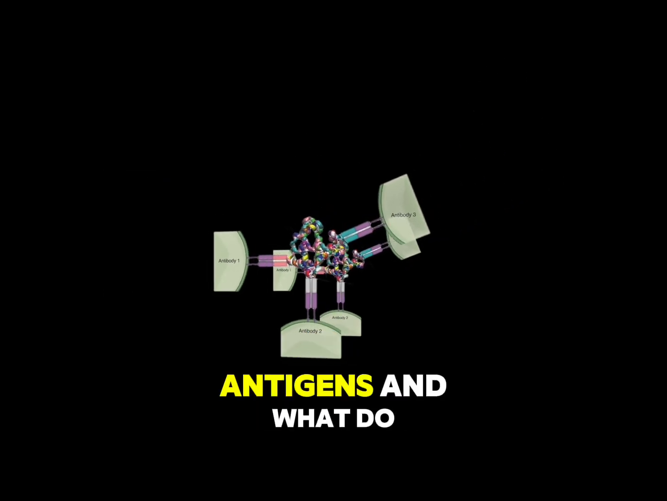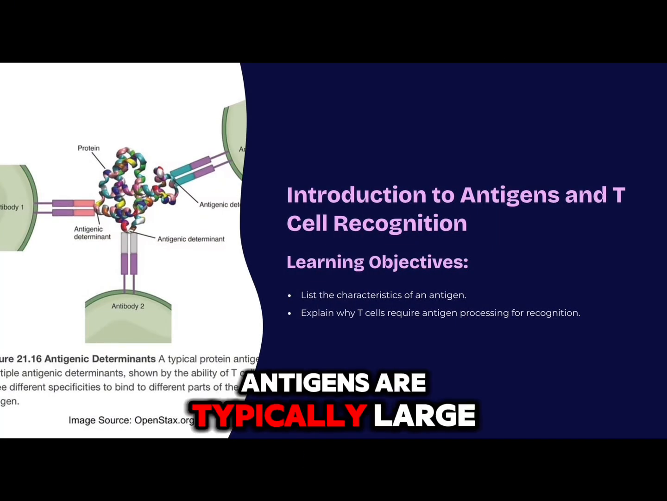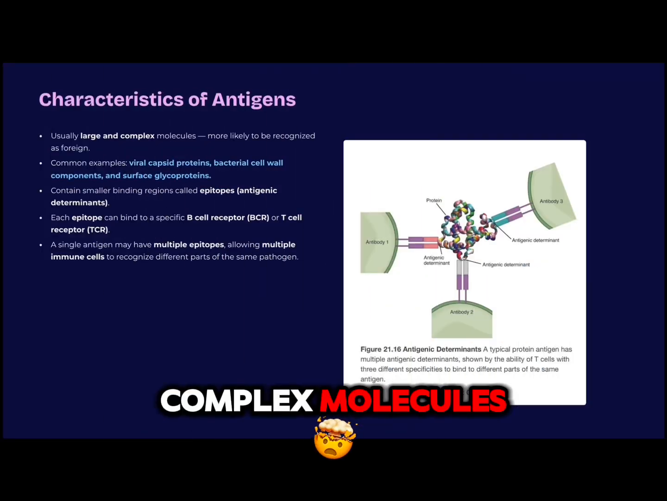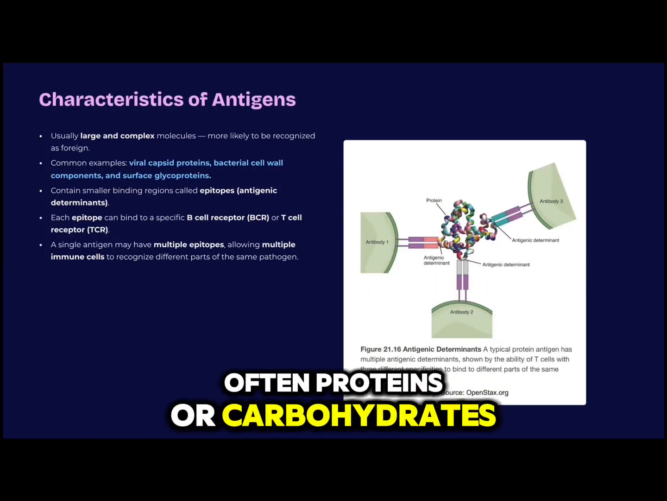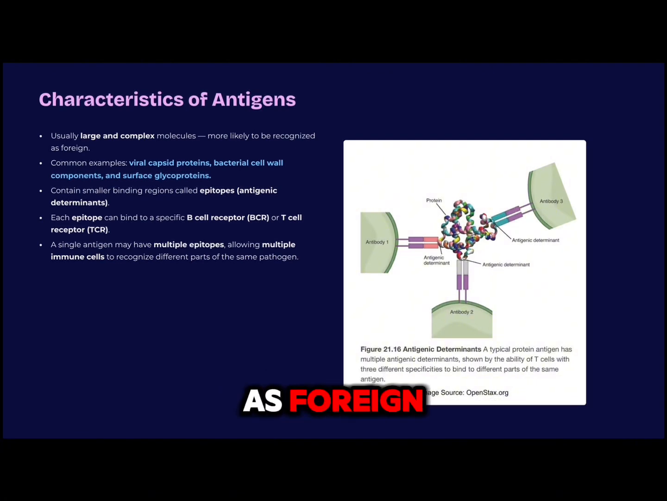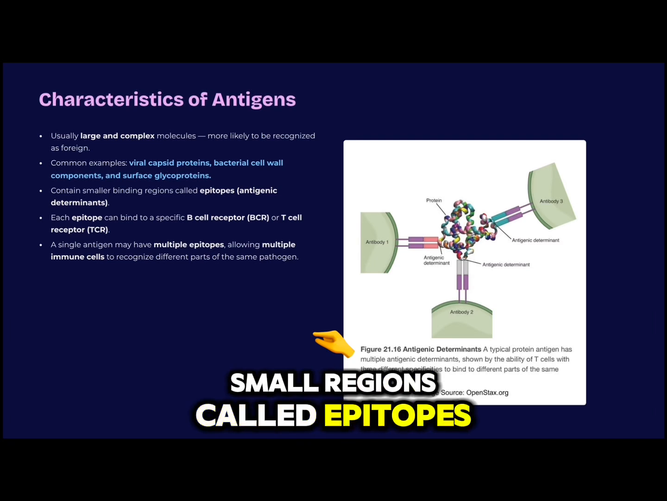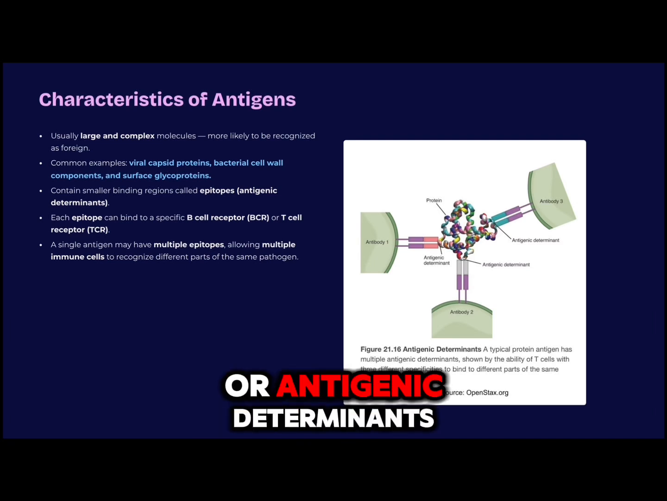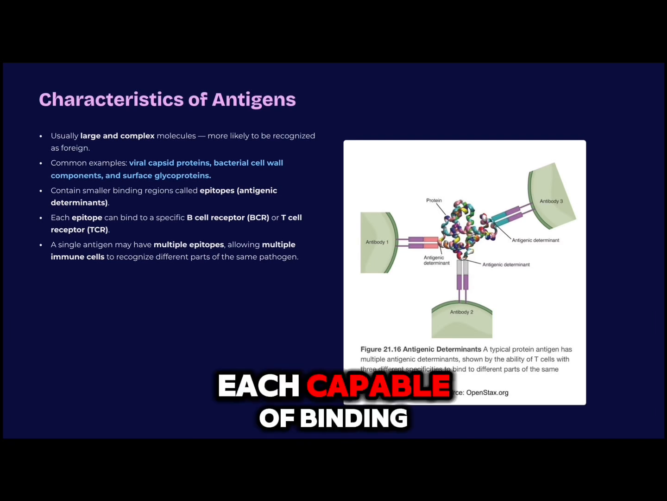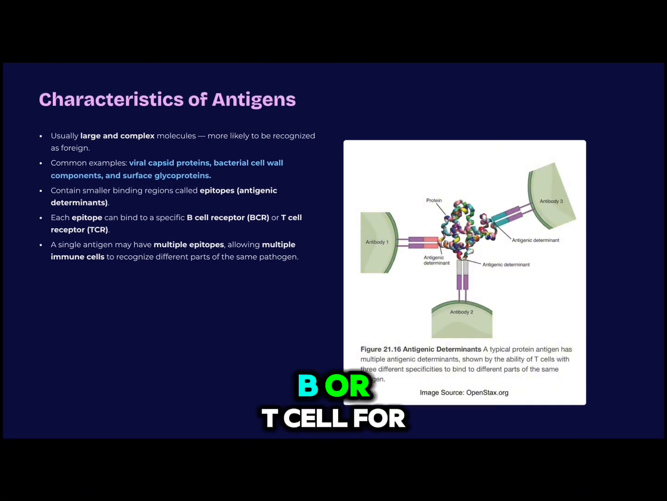What's the deal with antigens and what do they have to do with T cells? Antigens are typically large, complex molecules, often proteins or carbohydrates, that the immune system recognizes as foreign. Within each antigen are small regions called epitopes or antigenic determinants, each capable of binding to a specific receptor on a B or T cell.